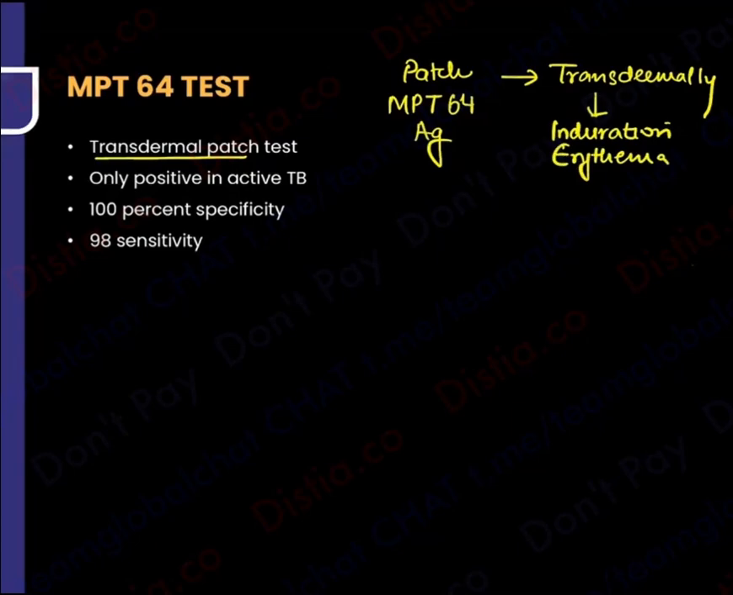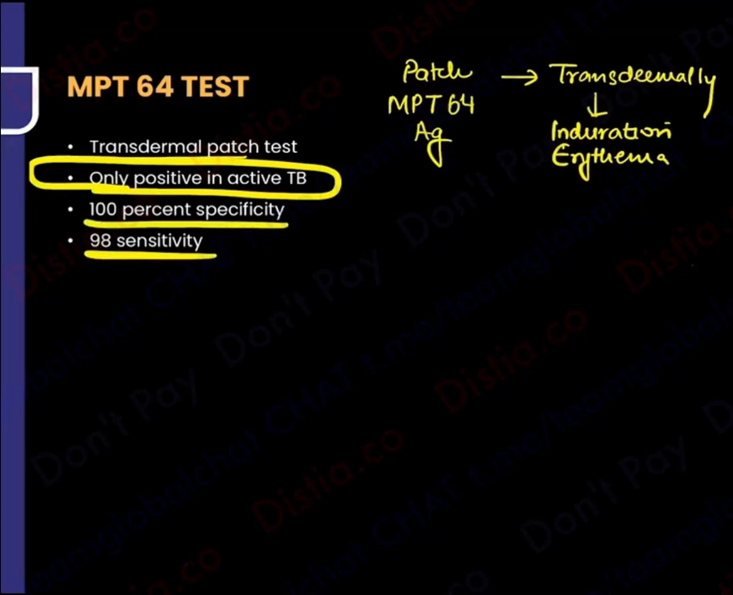So this is positive only in active TB. Mantoux was even positive in latent TB. So this has a 100% specificity and a 98% sensitivity. But since it is transdermal, it can be a little tedious to perform. So you just have to know it is an MPT64 assay, which is a transdermal method for active TB.